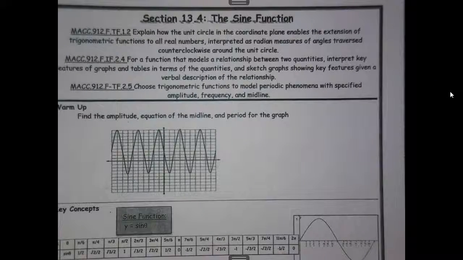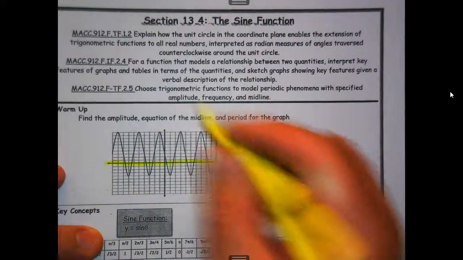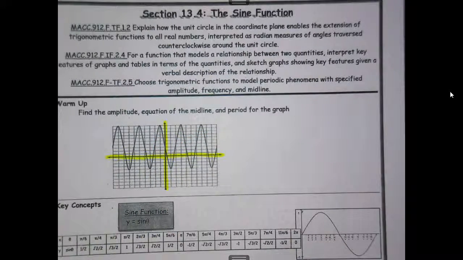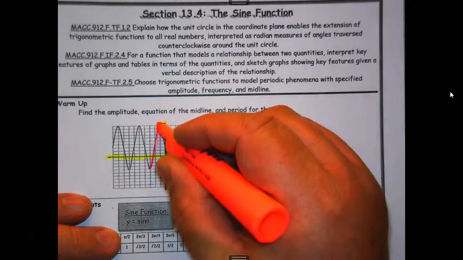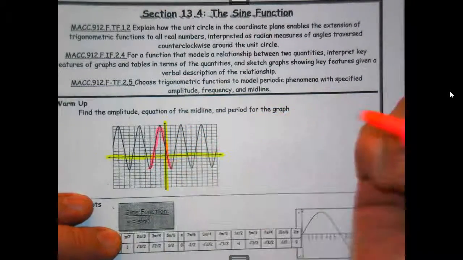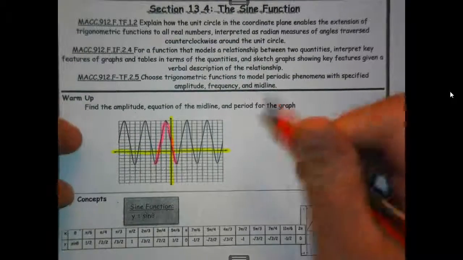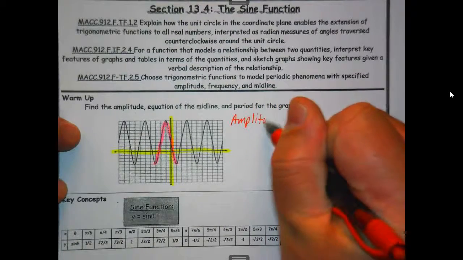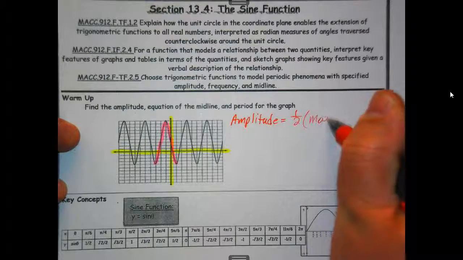So we have our x-axis. We have our y-axis. Let's find the cycle. So a cycle will go from here to here. And let's see, how do we find the amplitude? That's right, it's 1/2 the max minus min.